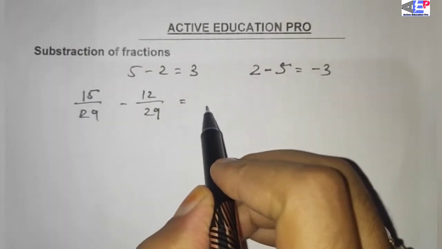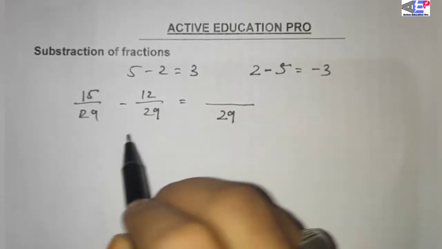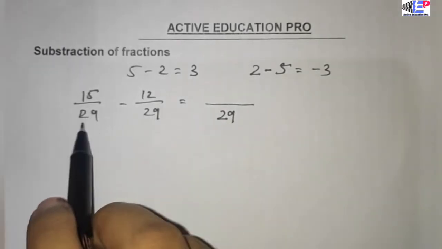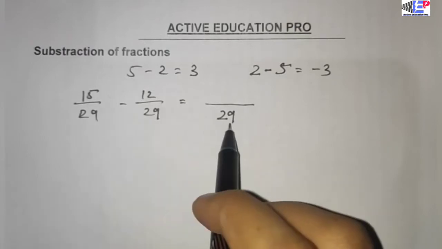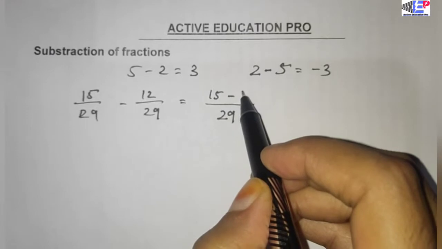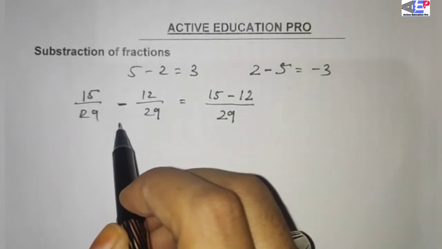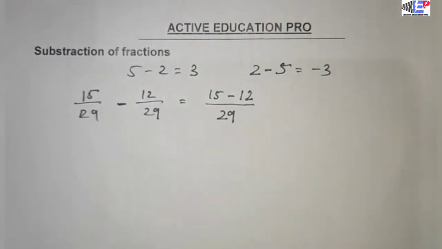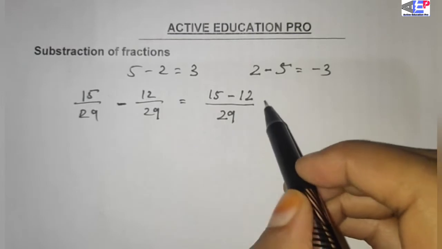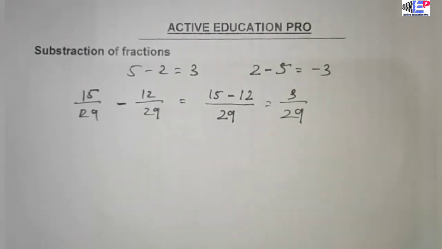So it is just like addition. First write the common denominator, 29, the same denominator of both fractions. Then write the numerators with the sign. There is a minus sign between them, because this chapter is about subtraction of fractions. So 15 minus 12 is 3 by 29. Take another example.